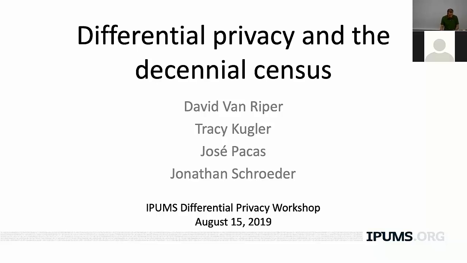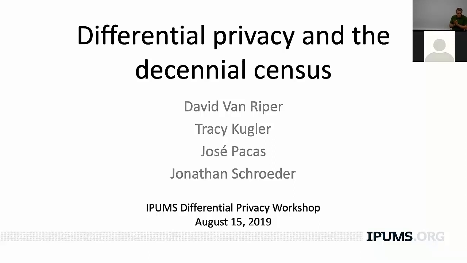And before I start, I want to acknowledge the contributions of my co-authors. Tracy Kugler and Jonathan Schrader have played a key role in helping me sort through what we think Census is doing. And Jose Pacas has done a great job working on some of the analysis, looking at the differentially private 1940 data that Census has released. I just wanted to acknowledge them. There's no way I could have done all of this on my own. I would still be sitting at my desk banging my head against the computer, so their contributions are incredibly important.